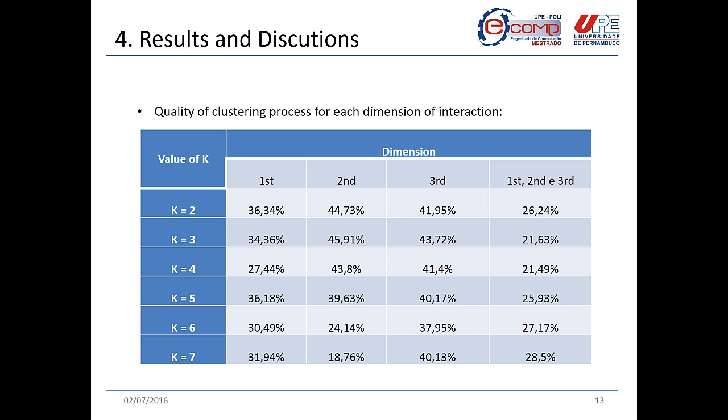For the 46 students in the discipline analyzed, it was found that the best result in the group formation process, considering the set of attributes of the first, second and third dimensions simultaneously, occurred with k equals 7. In this scenario, the quality of clustering was estimated at 28.5%, as shown in the table. According to the statistical values related to the attributes for the student clusters formed, it's possible to identify some important features for each group.